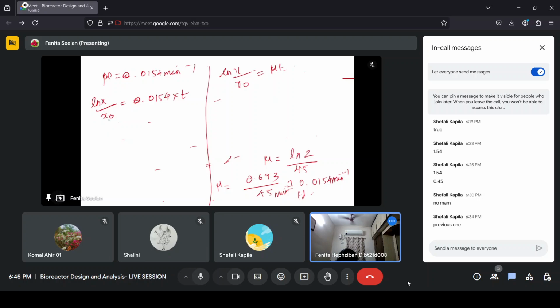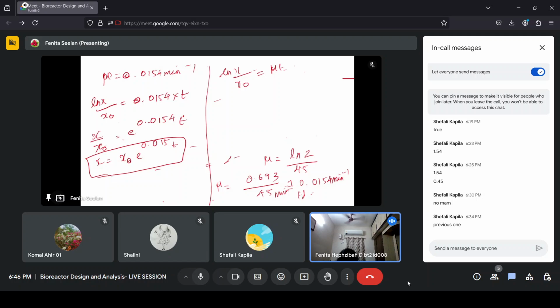So integrate it or differentiate it. It will become, how will it become? x by x naught is equal to e power of 0.0154 into t, and this x is equal to x naught e power of 0.0154 t. So now this is in terms of x.